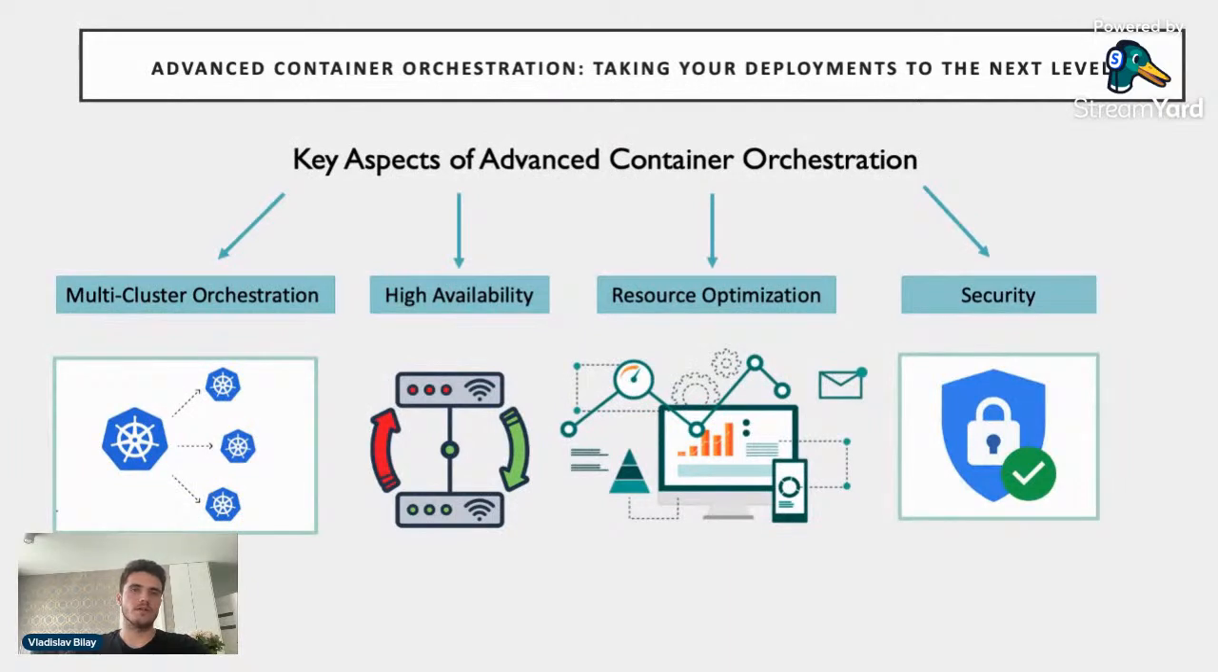First is multi-cluster orchestration. Advanced container orchestration extends beyond a single cluster. It involves managing multiple clusters, often across different cloud providers or on-premises data centers. Tools like Kubernetes Federation, Google Anthos, or HashiCorp Nomad enable seamless multi-cluster management.